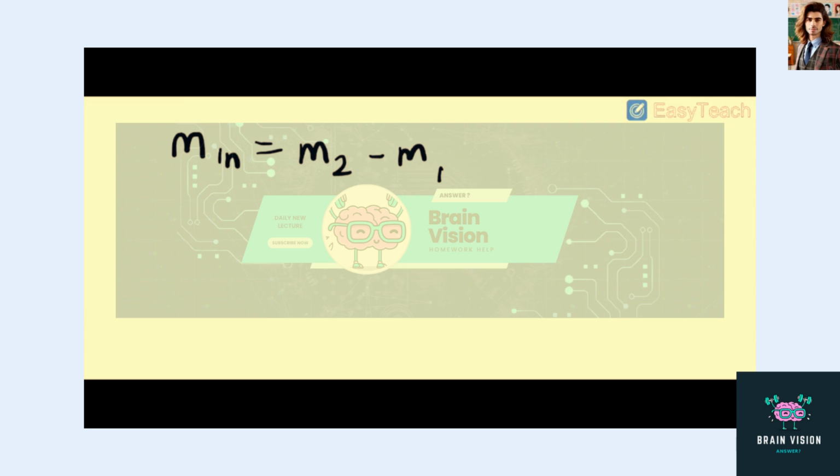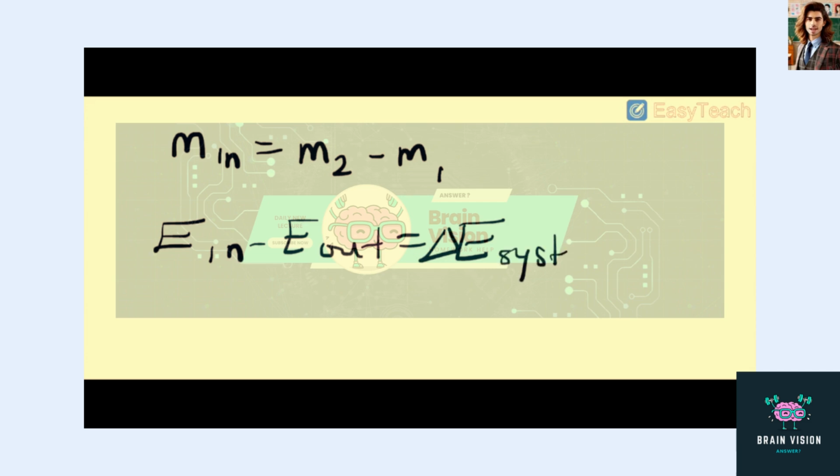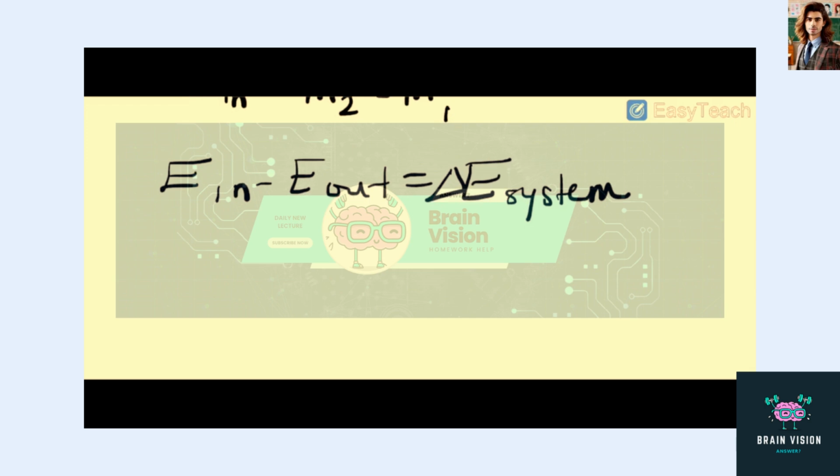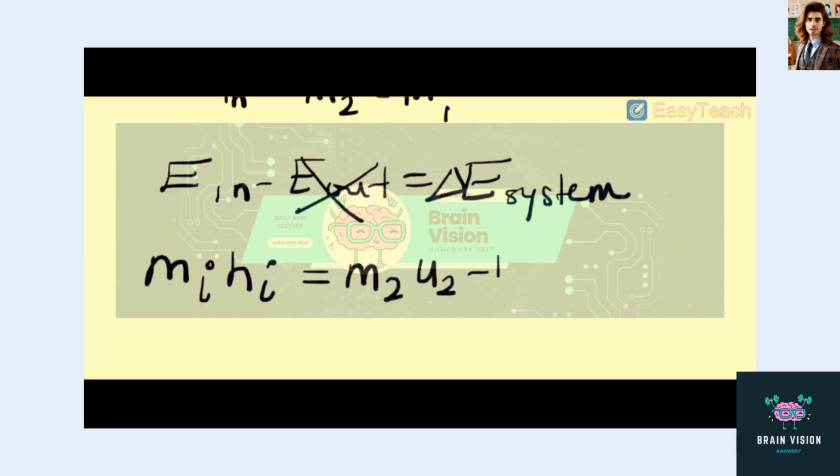Next, we do an energy balance. The energy coming in minus the energy leaving is equal to the change in energy of the system. There is no energy leaving because no mass is leaving, so this is 0. The energy coming in is simply the mass coming in times the enthalpy coming in, which equals the change in energy of the system, M2U2 minus M1U1.